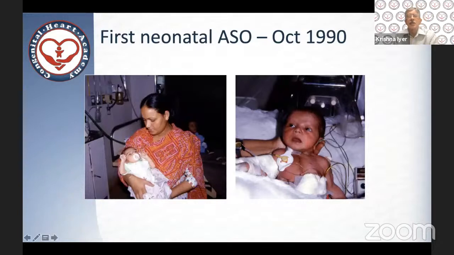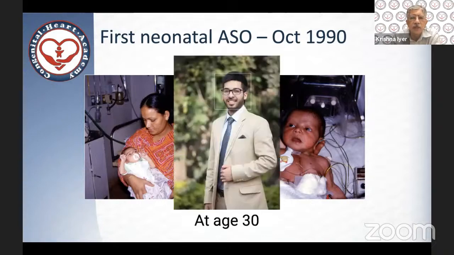This was in 1990, after return from Australia, the first arterial switch to be done in the country in August of 1990. And this is the same patient now at 30 years of age. He is a software engineer working in Toronto in Canada.